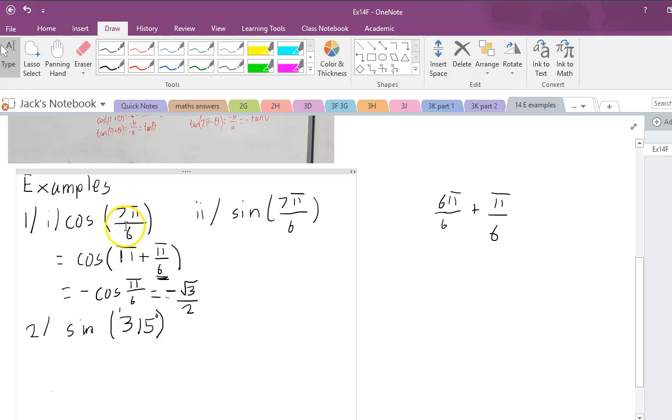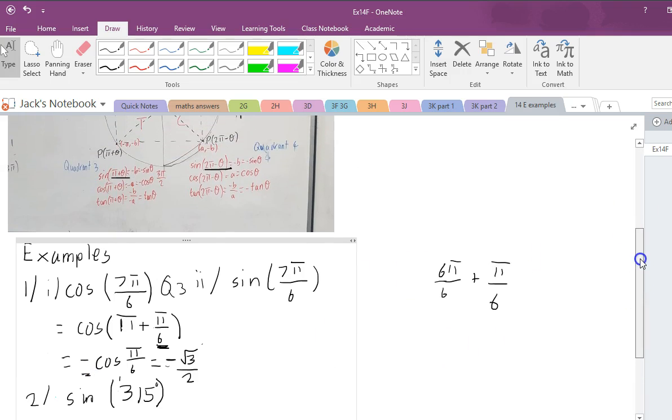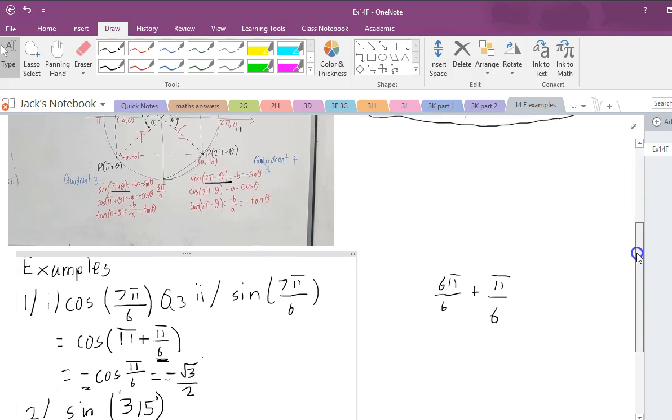Okay, so the steps we go through is we split up, we identify which quadrant it is. So this is in the third quadrant. And then we identify the reference angle and whether it is positive or negative in that quadrant. Okay, so sine of 7 pi on 6, let's go through this one together as well.